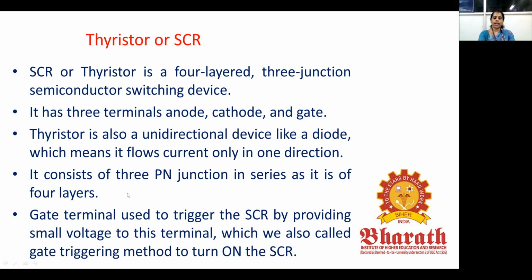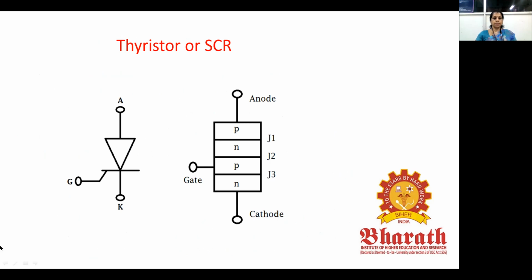So in this thyristor, you have 4 layers. This is the symbol for a thyristor: anode, cathode. You can see that the top terminal is the anode, this is the cathode, and this terminal is the gate terminal. And you can see the construction of an SCR. You have 4 layers: P, N, P, N, and the P layer is connected to the anode, the next P layer is connected to the gate, and the bottom N layer is connected to the cathode. And we have 3 junctions here: J1, J2 and J3.